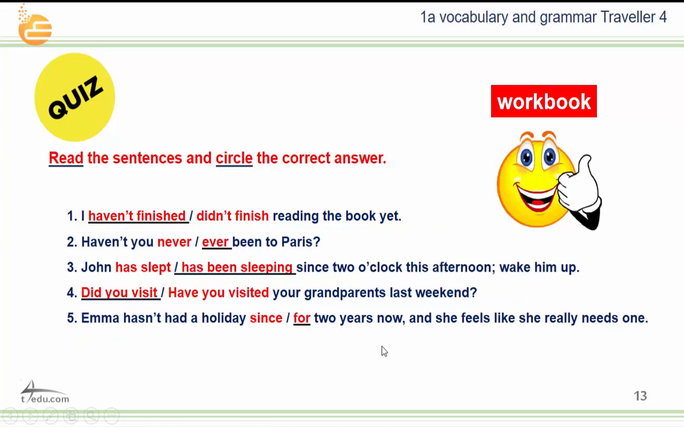So these are the answers. Number 1, I haven't finished reading the book yet. Number 2, haven't you ever been to Paris? Number 3, John has been sleeping since 2 o'clock this afternoon. Wake him up. Number 4, did you visit your grandparents last weekend? And number 5, Emma hasn't had a holiday for 2 years now, and she feels like she really needs one.